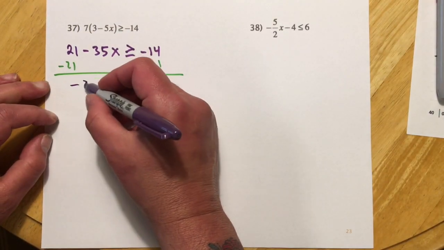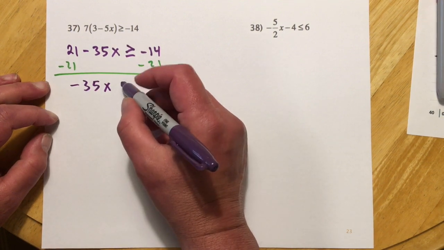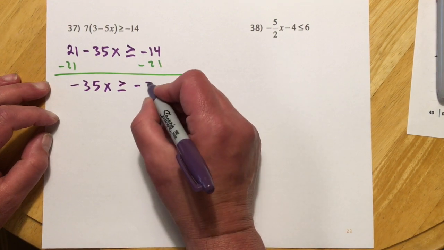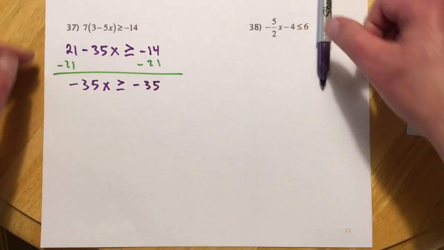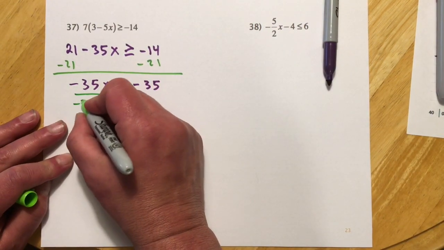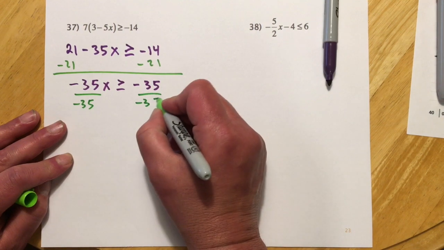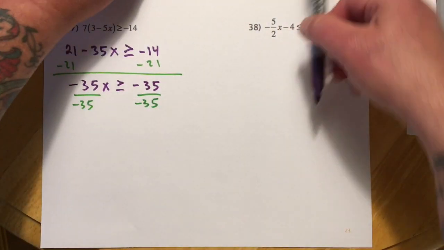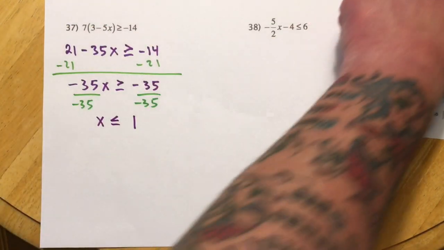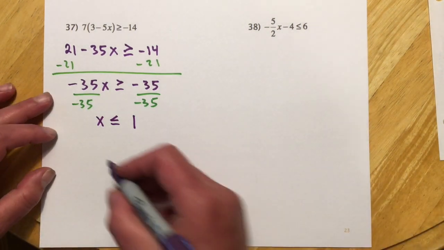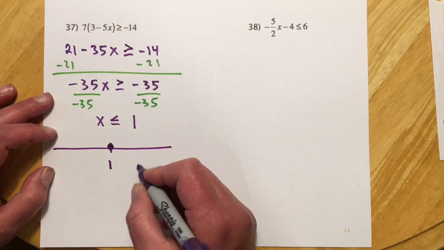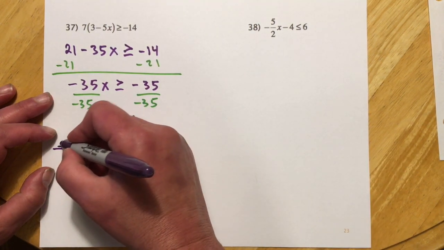And it's going to leave me negative 35x greater than or equal to, so I subtracted, so that doesn't flip the sign, negative 35. But now I'm actually going to divide by a negative, and that does flip the sign. So negative 35 on both sides. And that gets us to x is less than or equal to 1. And so, there's 1, solid, and then less than, so going that way.